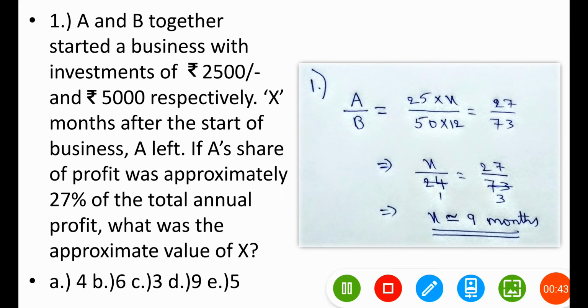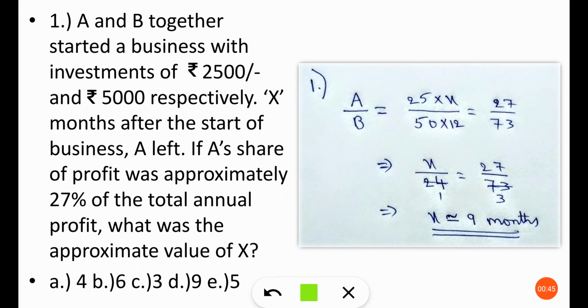Coming to the answer, it is clearly given that A has invested 2500 rupees and B has invested 5000 rupees. After some months, A left and A's profit share was 27%. If A's profit share is 27%, what is B's profit share? It is obviously 100 minus 27, that is 73%. So A by B equal to 25 into X, X we don't know, and 50 into 12.